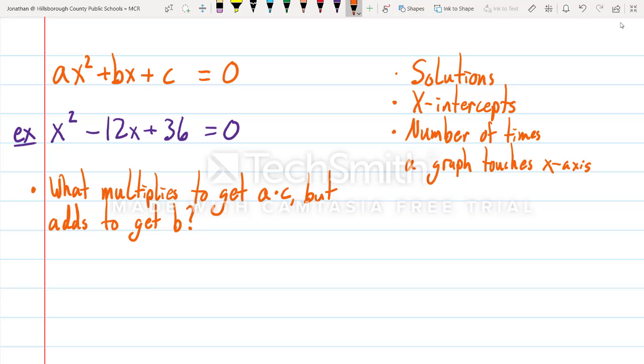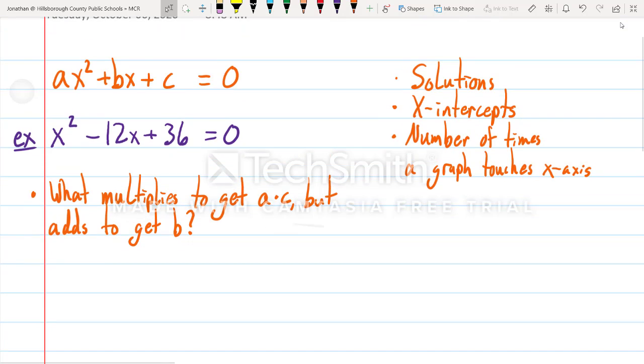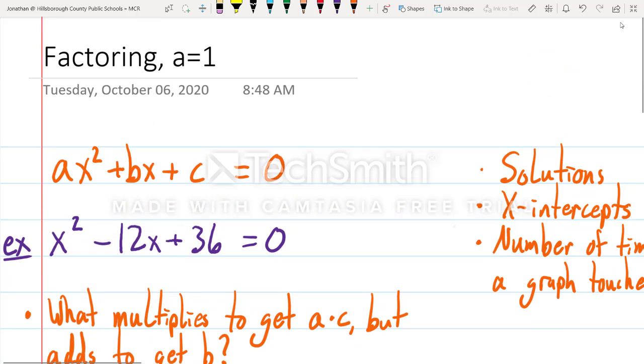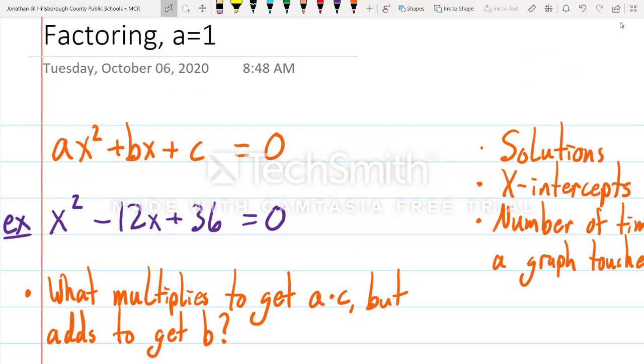Now, to factor this, we have to see what multiplies to get a times c. So a times c, I'm sorry, that's not a. The little invisible 1 up here is a. A times c, 36. But adds to get b. Let me erase that one there. This first video is just going to be on factoring when a is equal to 1. So, you know, there's nothing there. There technically is an invisible 1.